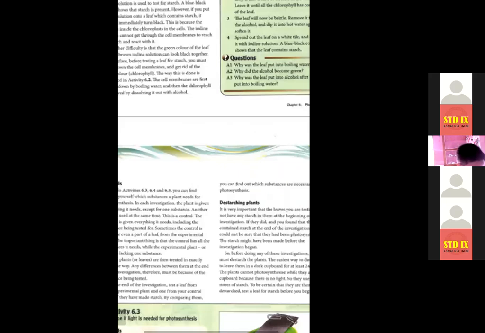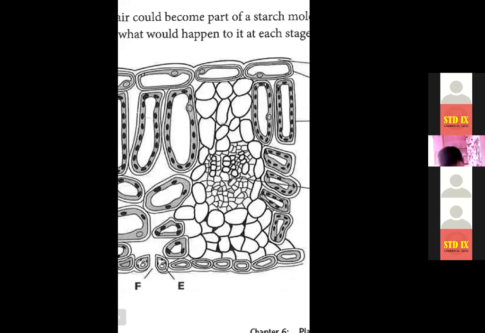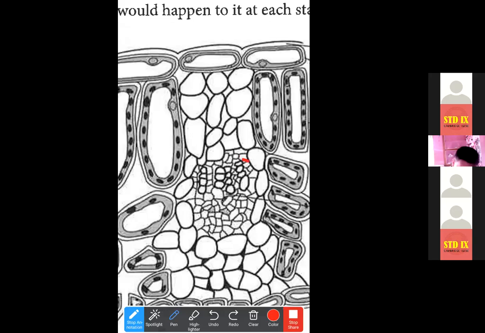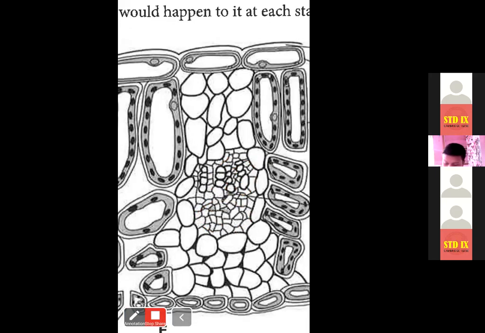But if you see very minutely, then you can see some bold structures here. These are the xylems. And these structures are the phloems. As it is not clear here, it is not asked in the question either.